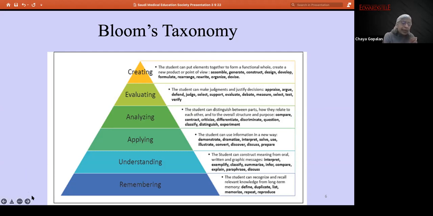Think about it in a didactic lecture approach. You don't give them the choice of application, synthesis, and evaluating and whatnot. You don't have time. You have time to lecture. You may ask one or two questions.